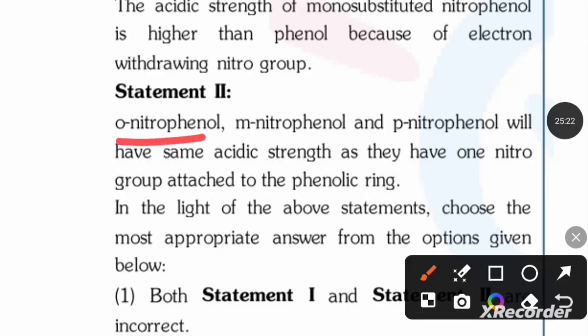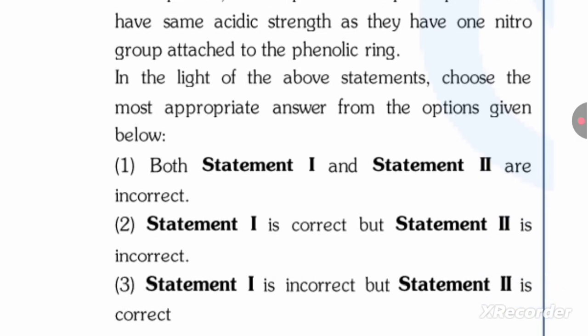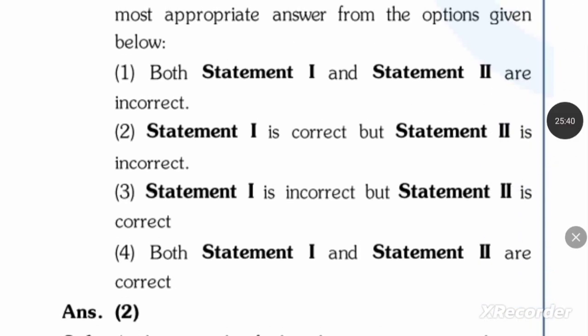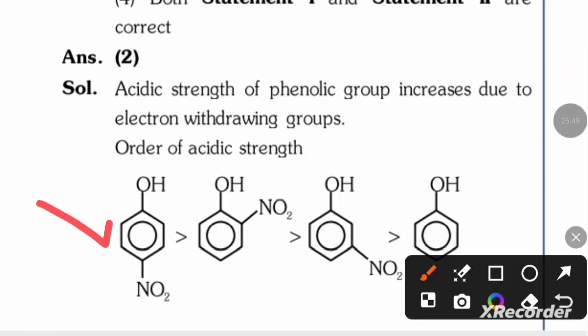Orthonitrophenol, metanitrophenol and paranitrophenol will have the same acidic strength. No, they cannot have the same acidic strength, because para has more acidic strength than ortho, then meta. So statement 2 is the incorrect one. Statement 1 is correct and statement 2 is incorrect. Let us see the order of acidic strength. You can find paranitrophenol has more acidic strength compared to ortho and meta, and phenol has low acidic strength.